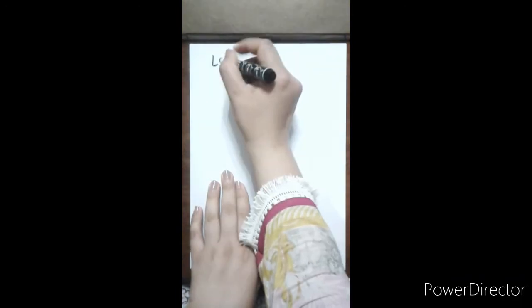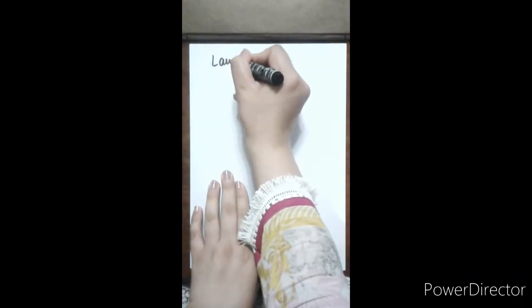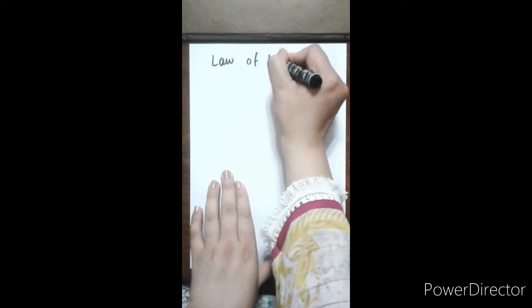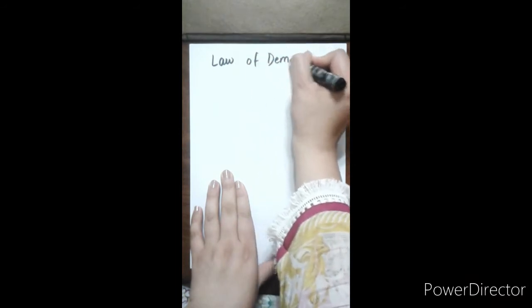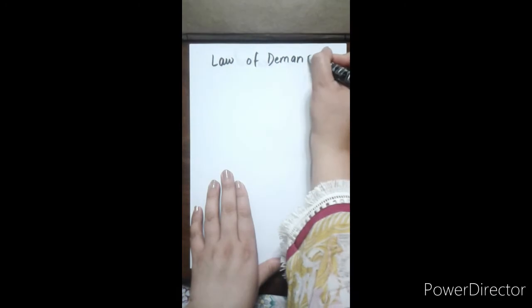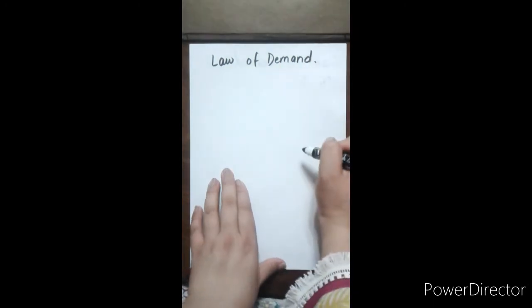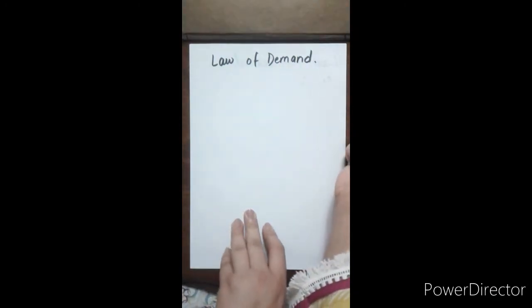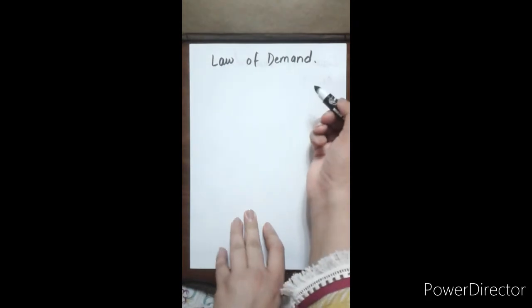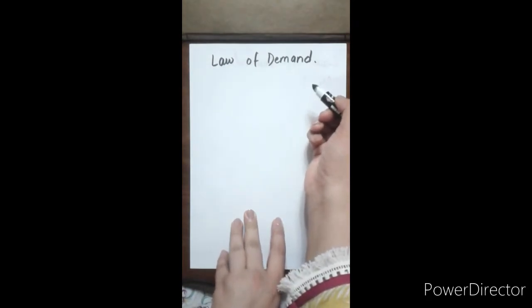Today I'm going to do the concept of law of demand. Now this is one of the basic microeconomic concepts. It's a matter of common observation. Whenever we are going to market to buy something, we always look at its price.